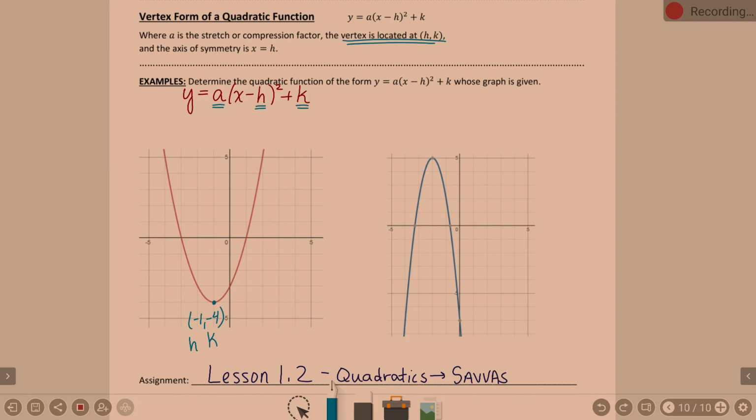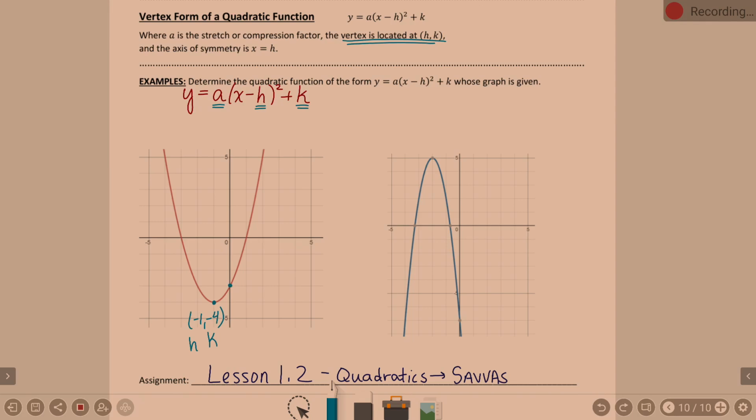We went left 1, down 4. And you don't even have to think of the numbers -1, -4, just think left 1, down 4. So we'll fill those in in a moment. The other part we need to know is A. That is your vertical stretch or compression. What I would do, look at your vertex. Where is the next point going from your vertex?